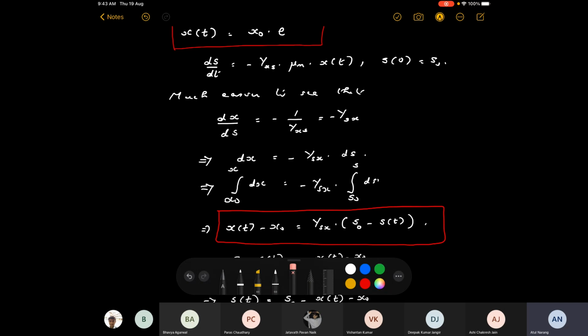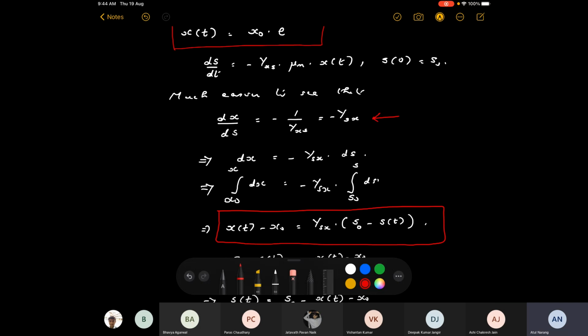This is simply telling you it is converting the stoichiometric relationship between S and X into a relationship that we should expect, that the amount of biomass you produce, which is x of t minus the initial amount x0, must be proportional to the amount of substrate that you have consumed, which is S0 minus S of t. And the proportionality constant is nothing but Y_sx, where I should write down, because I have switched. So yeah, this I have shown over here.